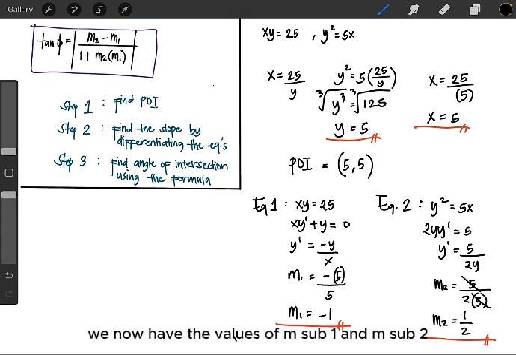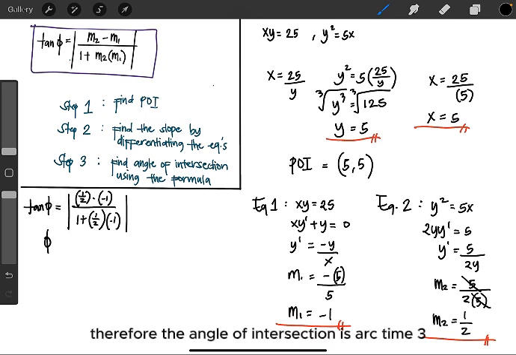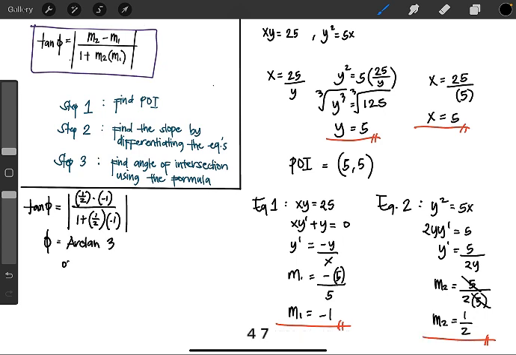We now have the values of m sub 1 and m sub 2, which we can use to find the angle of intersection of curves using the formula. Therefore, the angle of intersection is arctan 3 or 71.5 degrees.